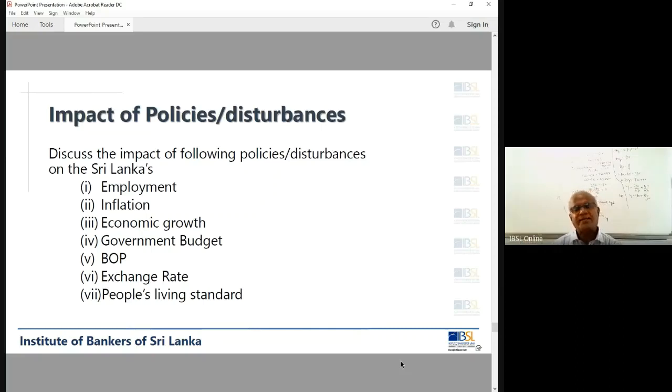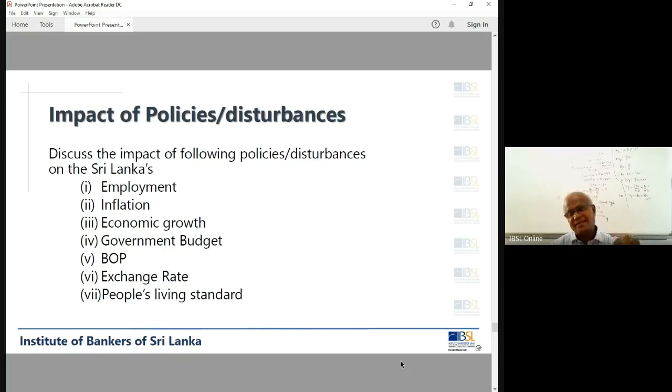Discuss the impact of the following policies or disturbances on Sri Lanka's employment. What will happen to the employment? What will happen to the inflation? What will happen to the economic growth because of this disturbance? Disturbances are given. Next page. Then the government budget: does the budget deficit increase or decrease? Does the balance of payments surplus increase? What will happen to the current account, from deficit to surplus? What will happen to remittances, worker remittances? Then the exchange rate and the people's living standard.